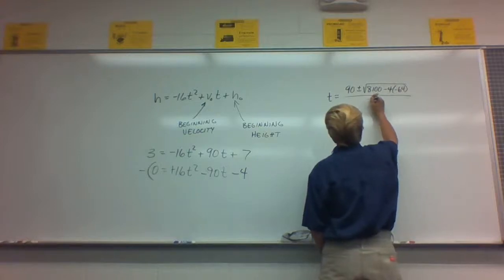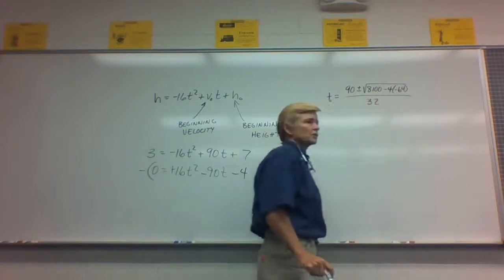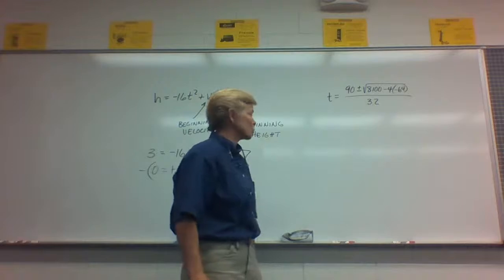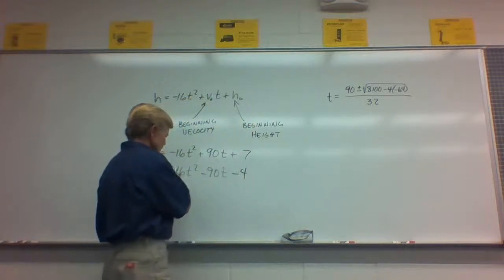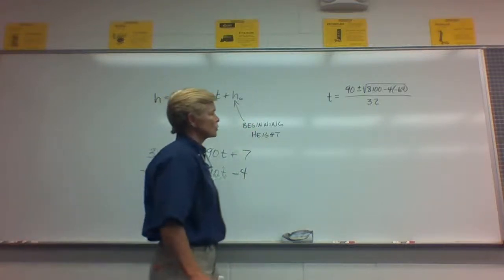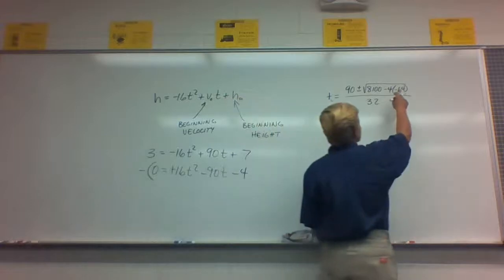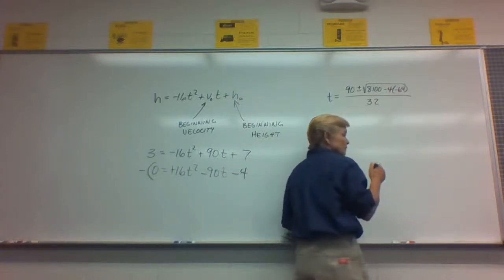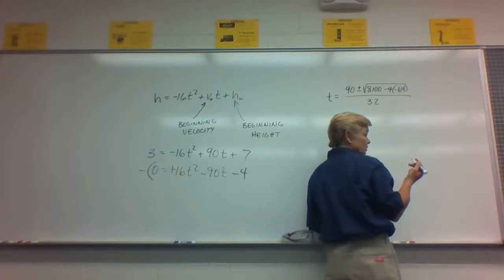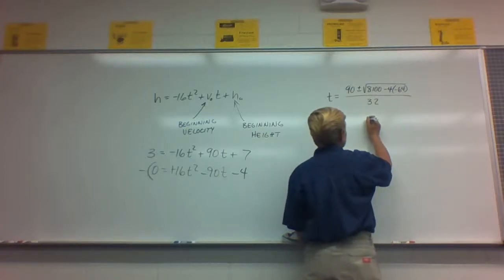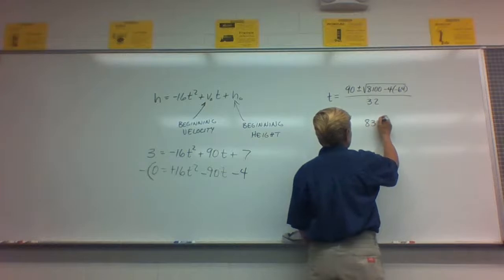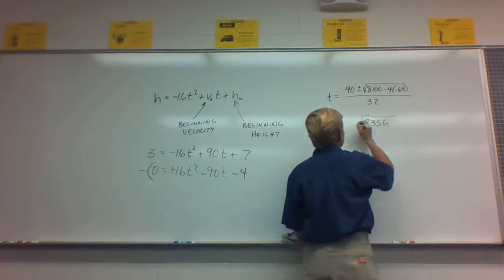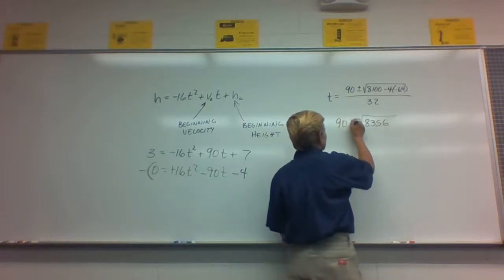over 32. You could have done those calculations in your head if you're not really good at squaring things or multiplying things. A times c was negative 64. So the next thing we do now is multiply 64 times 4. You get 256, right? Plus 8,100 is 8,356. I think, if you're doing the arithmetic with me.